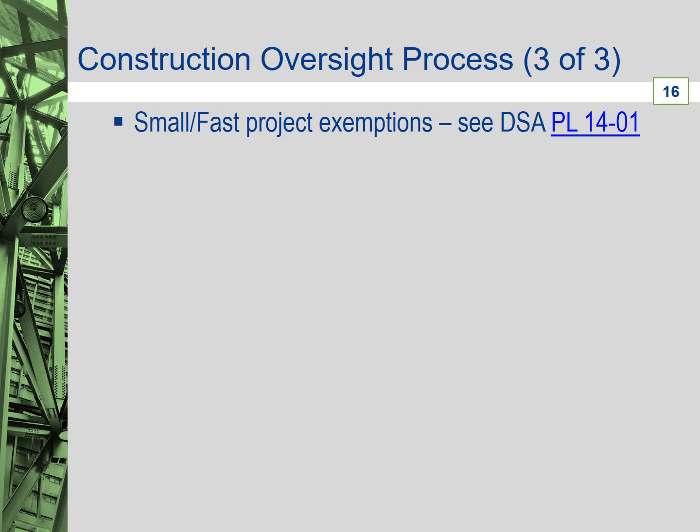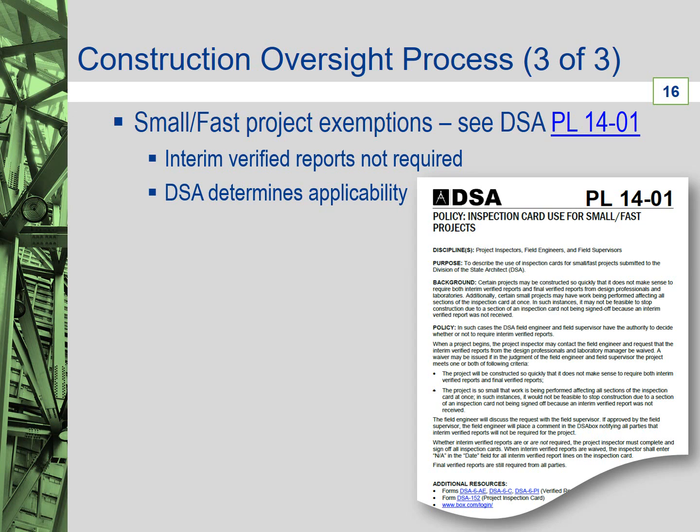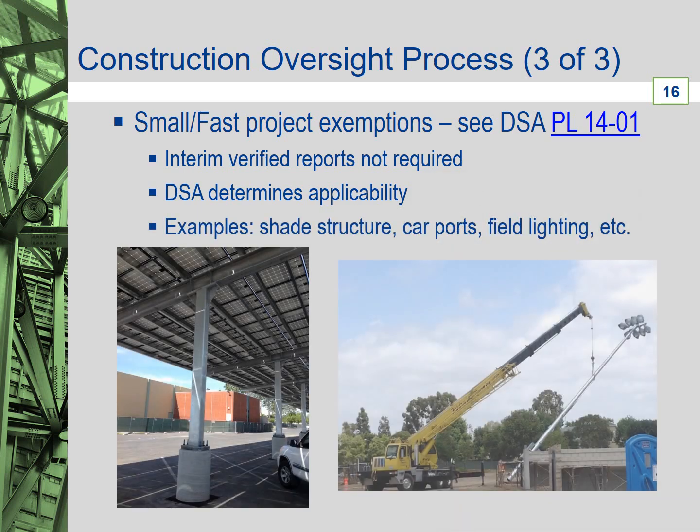For smaller FAST projects, there are some exemptions to the requirements in DSA PR 13-01. These allowances are described in DSA Policy PL 14-01 and basically eliminate interim verified reports. The DSA field engineer and supervisor are the arbiters determining use of this policy for a given project. Example projects include shade structures, carports, field lighting, etc.